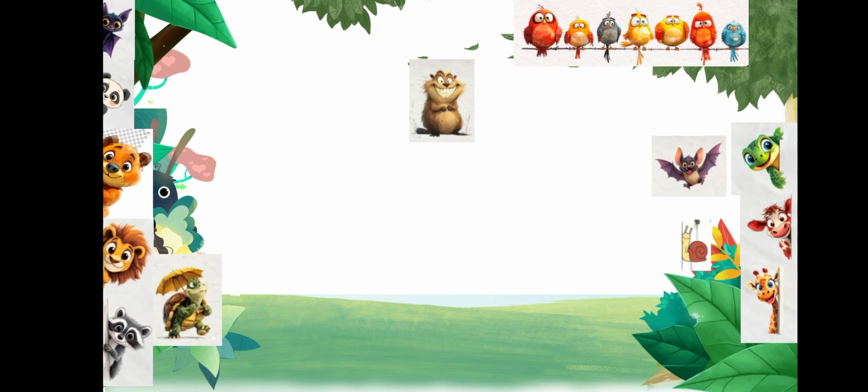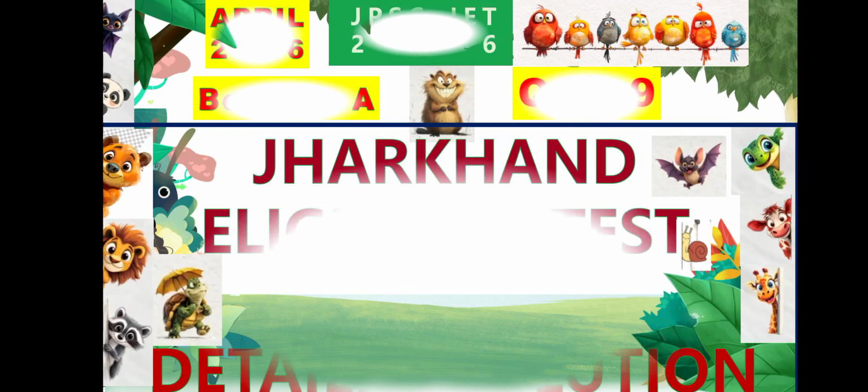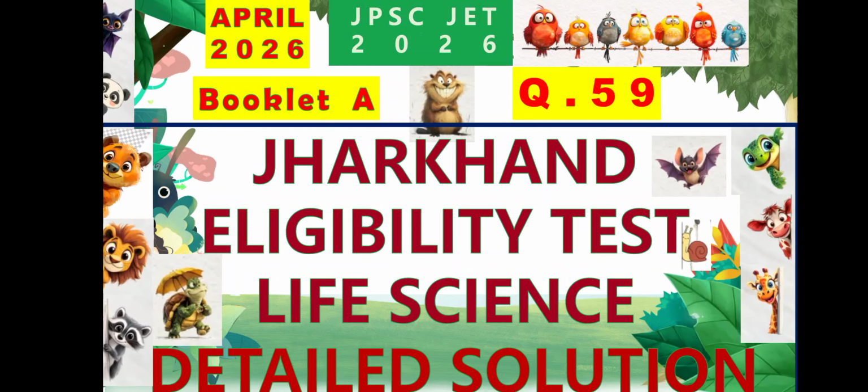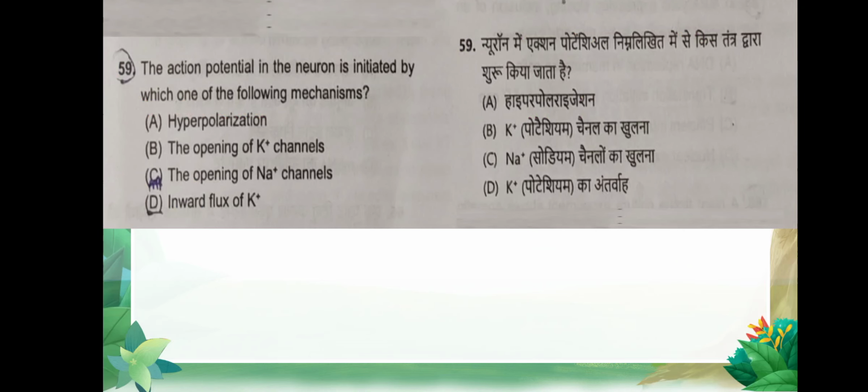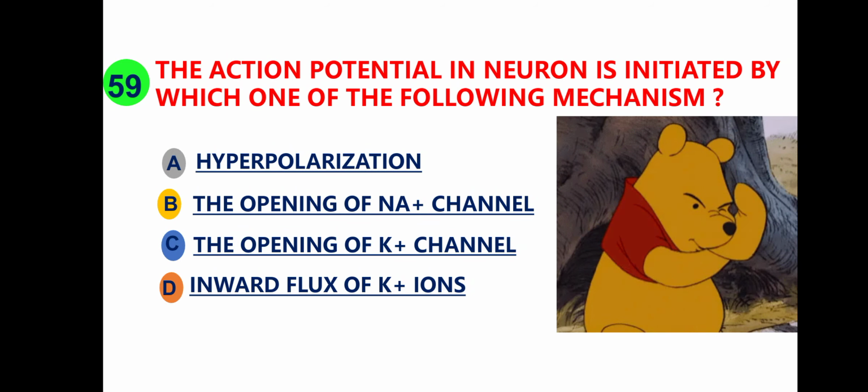Okay, good morning. We were seeing Jharkhand eligibility test question number 59. Question number 59 is: the action potential in the neuron is initiated by which one of the following mechanisms? Options are hyperpolarization, opening of potassium ion channel, opening of sodium ion channel, and inward flux of potassium ion. Okay, so this is the question.